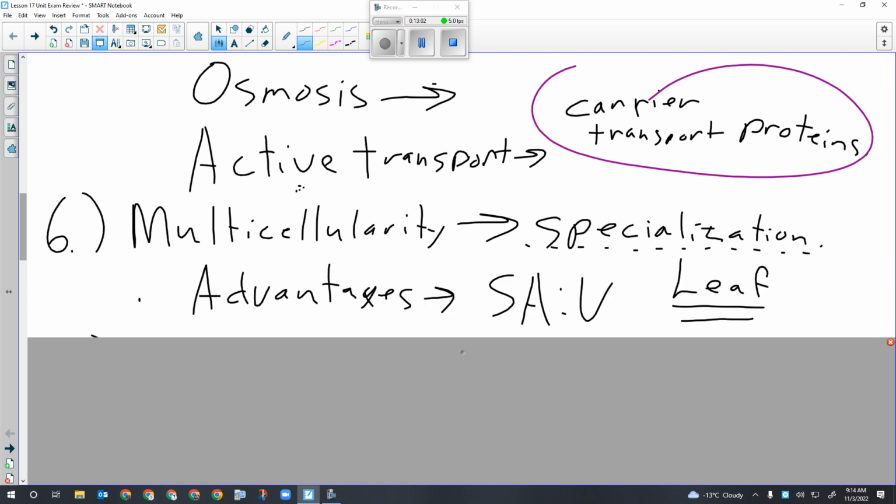All right, so remember that also there's advantages to multicellularity, the biggest one being that it overcomes the surface area to volume ratio problem experienced by large single-celled organisms. Okay, and I have leaf double underlined.